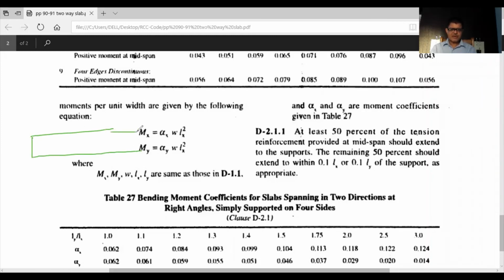Now the bars in the main portion will go this way. So 50% of the bars can be bent up here, and then they can be extended up to this side. So on this side you can take 0.1 Lx, and here it will be bent at 0.15 Ly. Okay, 0.15 Lx in both directions. You can provide it that way. So that's the meaning that the remaining 50% bars should extend within 0.1 Lx or 0.1 Ly.